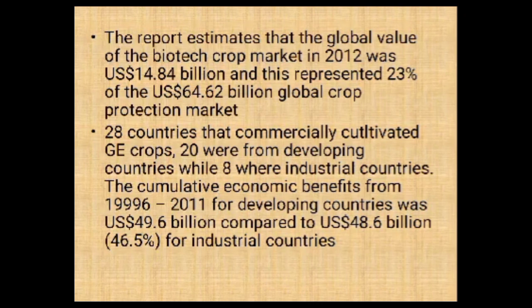In 28 countries that commercially cultivated GE crops, 20 were developing countries, while 8 of them were industrial countries. The cumulative economic benefits from 1996 to 2011 for developing countries was 49.6 billion US dollars, compared to 46.5 billion US dollars for industrial countries.